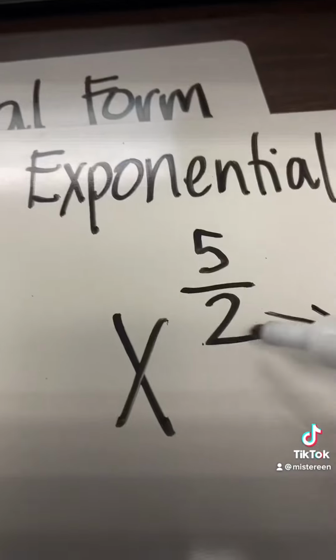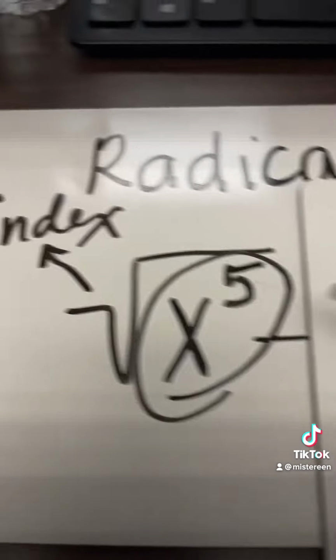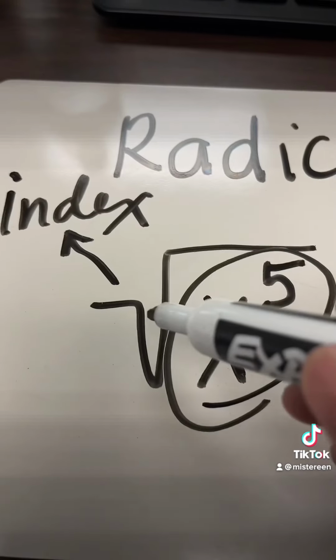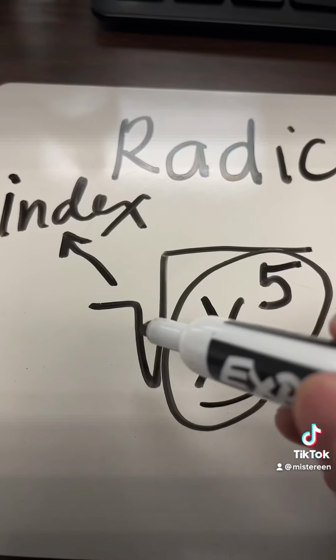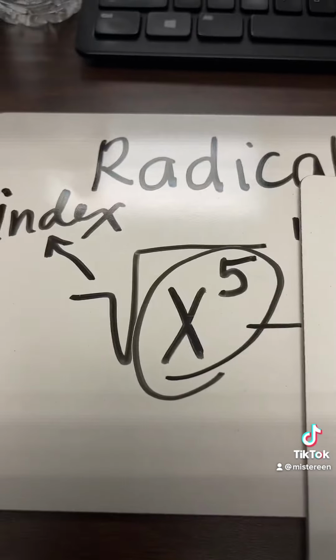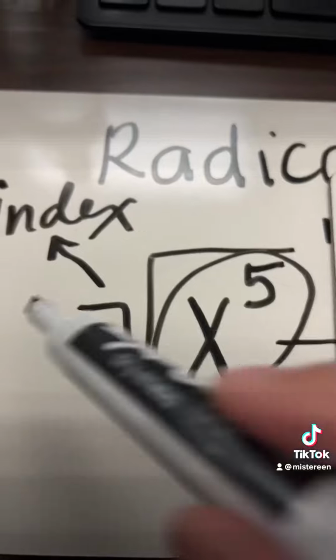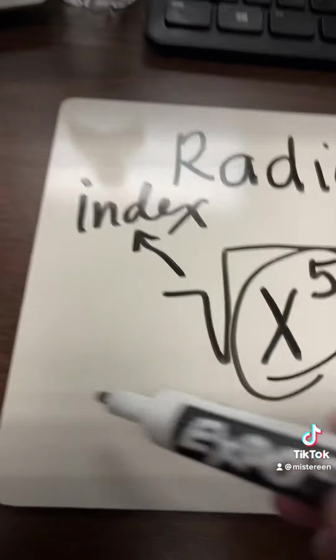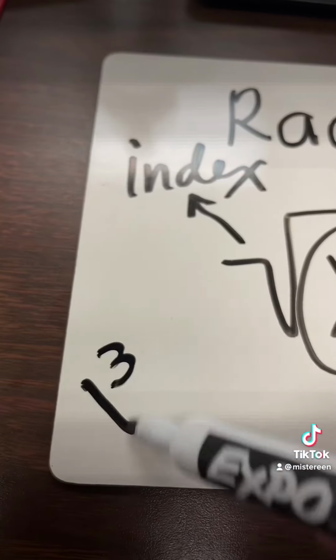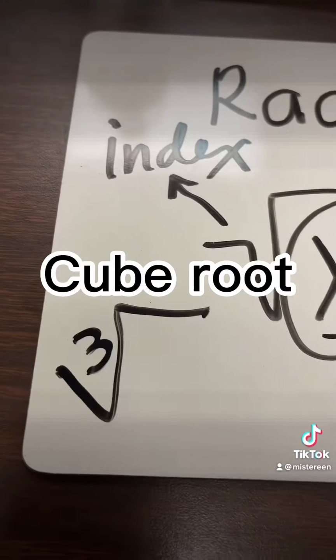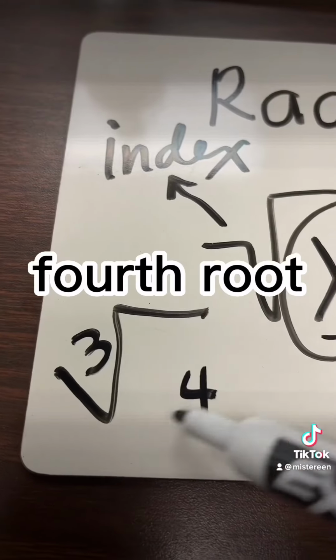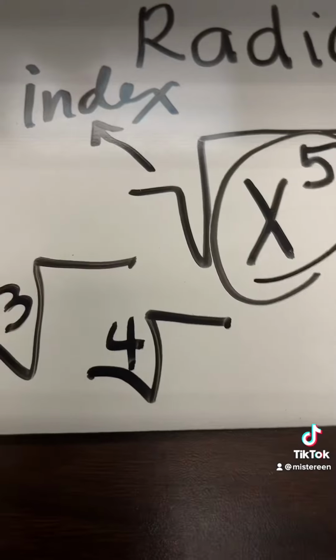But if you see that this number is 3, that's the time that you will write a number 3 here. So we only write numbers here that are greater than 2. It can be 3, 4, 5, and so on. If the number is 2, we call this a square root. But if it's 3, it becomes just like this, so we call it a cube root. If it's 4, it becomes a fourth root, and so on.